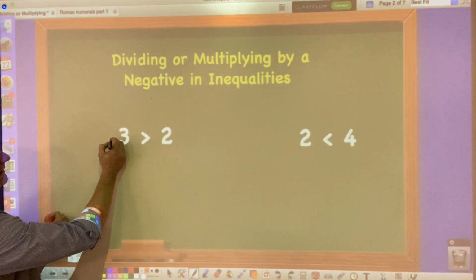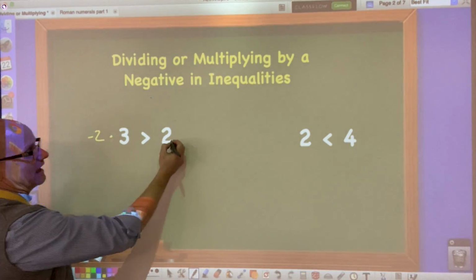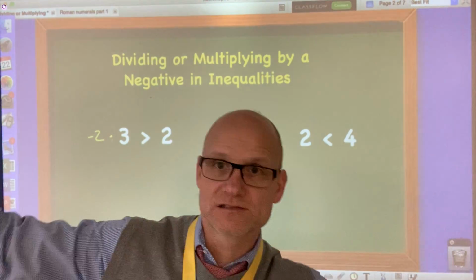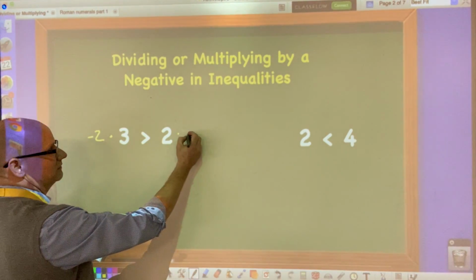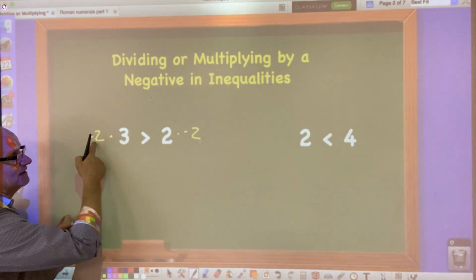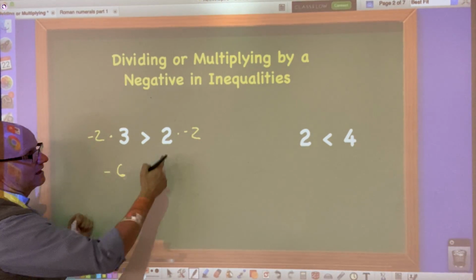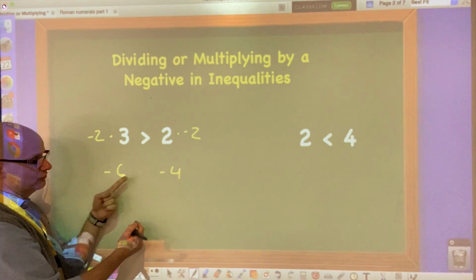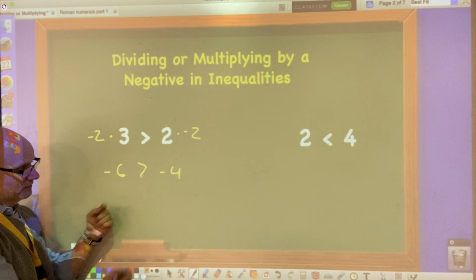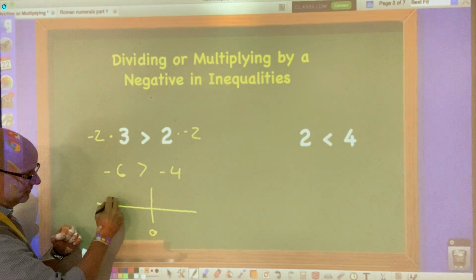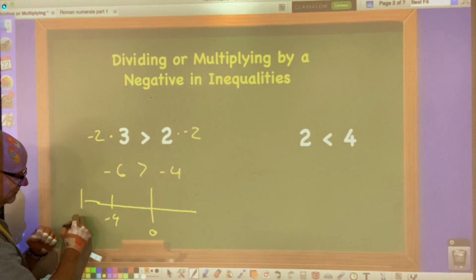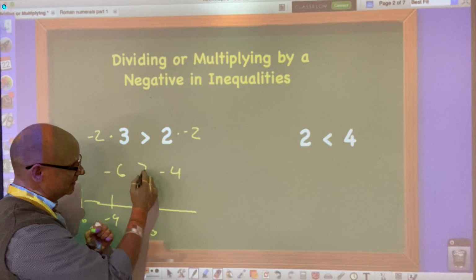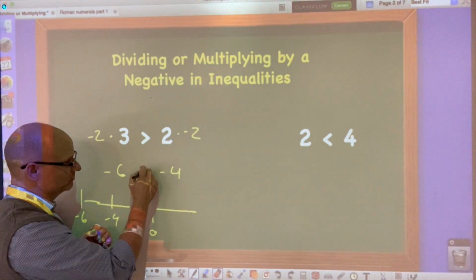Now watch though. Let's multiply by negative 2. And remember, what you do to one side, you've got to do to the other side to keep it balanced. So if I multiply by negative 2 here, okay, now I have negative 2 times 3, which is negative 6, and 2 times negative 2, which is negative 4. But that's not true, right? Because when you draw a number line, and here's 0, and here's negative 4, and here is negative 6, negative 6 is not greater than negative 4. So you have to flip it to make it true.